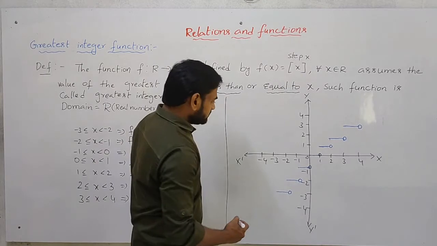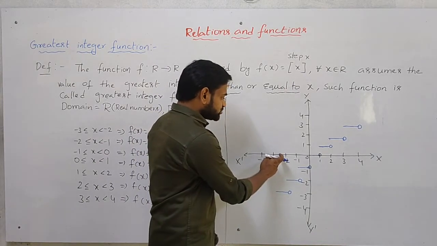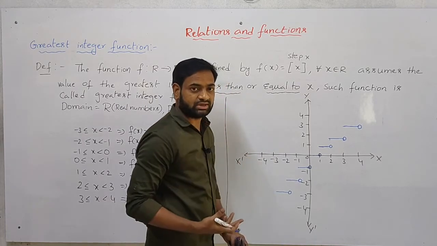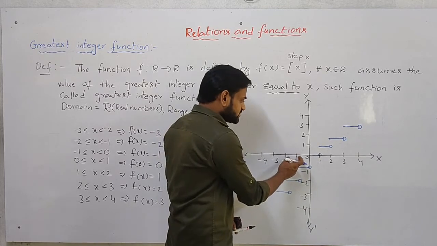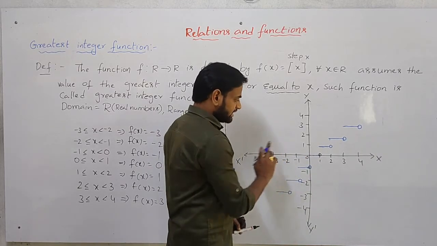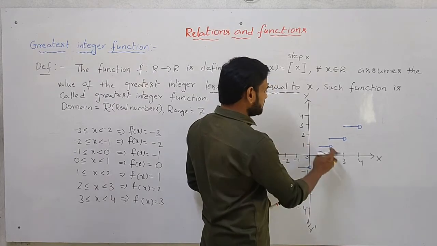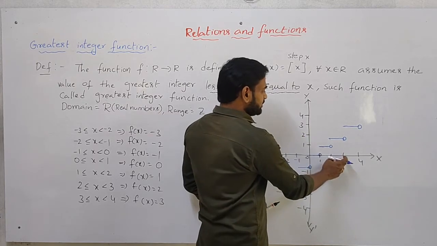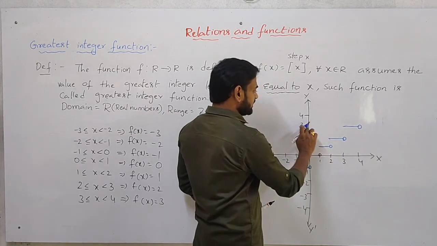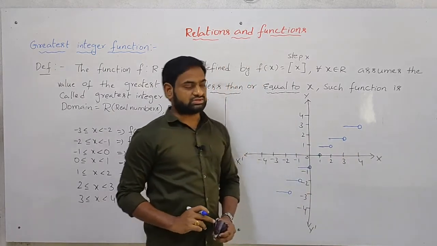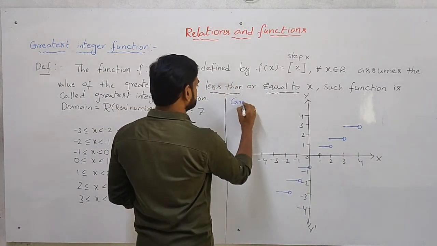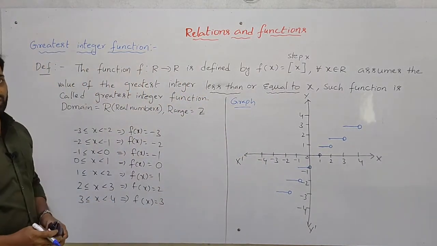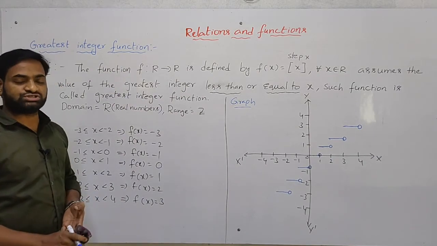So what is the meaning of this one? You take any value between minus 2 and minus 3, answer is minus 3. If you take any value between minus 1 and 0, answer is minus 1. If you take any value between 2 and 3, answer is 2. If you take any value between 3 and 4, answer is 3. That's why at the 3. That is the graph for greatest integer function.